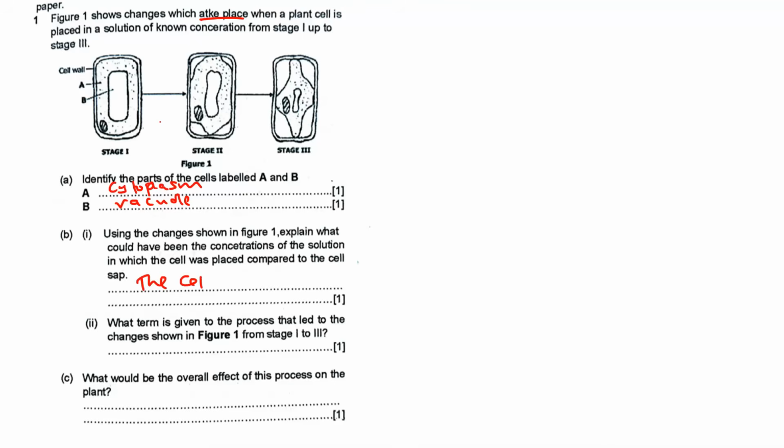the cell sap was less concentrated compared to the solution. Let us read the question once more. Using the changes in figure 1, explain what could have been the concentration of a solution in which the cell was placed compared to the cell sap.